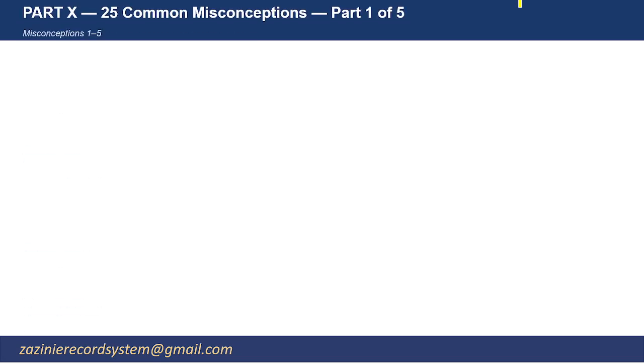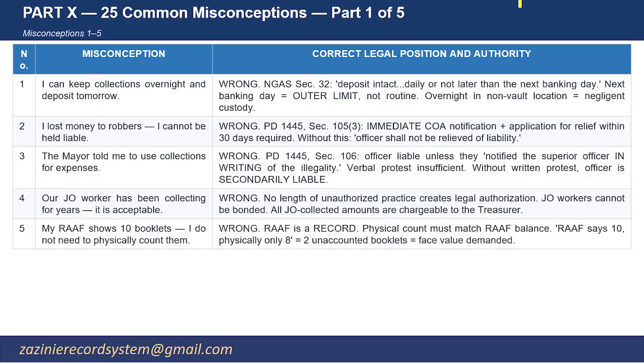Part 10. 25 misconceptions heard constantly in the field. Misconception: a verbal instruction from the mayor is sufficient legal cover. Correct answer: only a written protest filed before the Act provides legal protection. Misconception: small shortages aren't worth reporting because they'll balance out. Correct answer: there is no minimum threshold. Every peso must be accounted for.